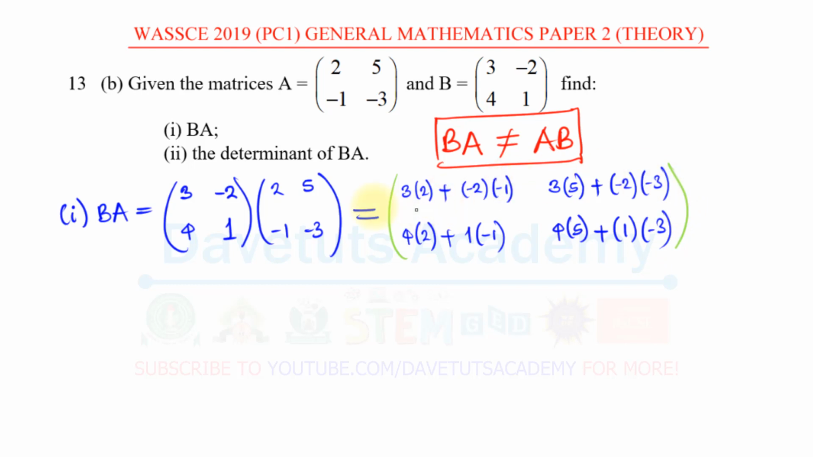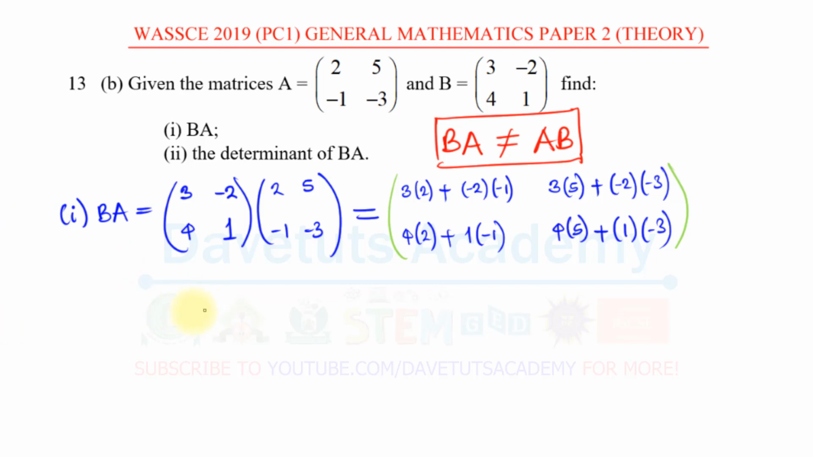Okay, now look at the symmetry of what we have here. We have 2, we have minus 1, we have 5, we have minus 3. But here we have 3, minus 2, and we have 4, and 1. That's the symmetry you should watch out for whenever you are carrying out multiplication of matrices, so that you will know and ensure that you are on the right track.